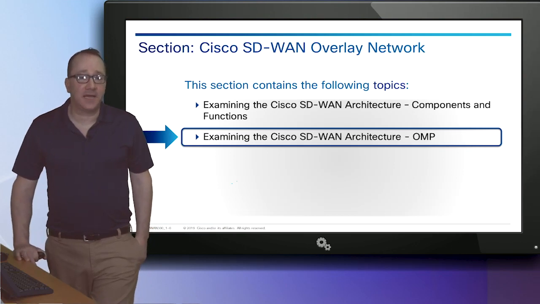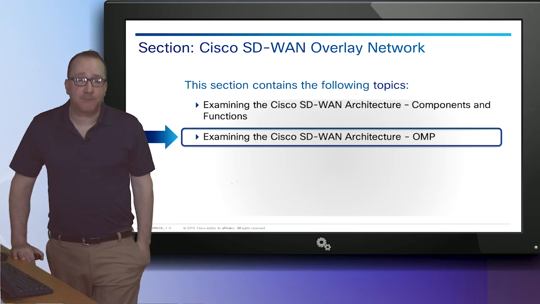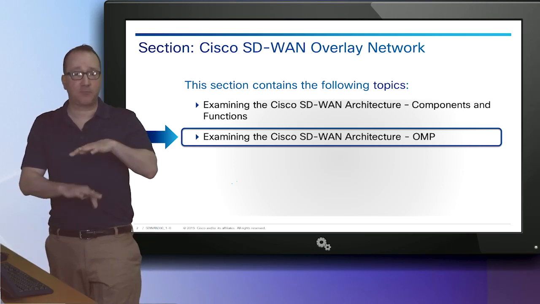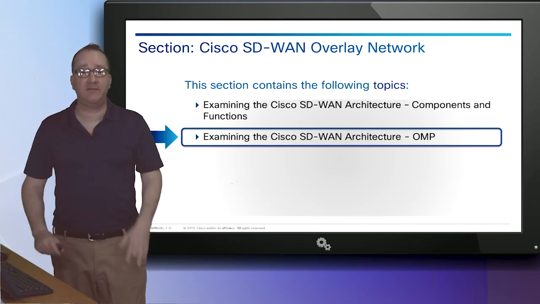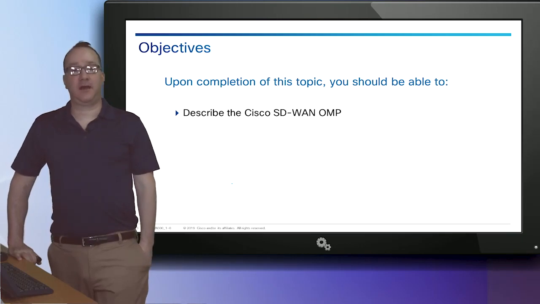So in this section, we're going to talk about OMP and what it actually does. This is the protocol that runs on our overlay network. This is, remember, the fabric that we're running on top of our existing WAN environment. And in this section, we're going to cover OMP.